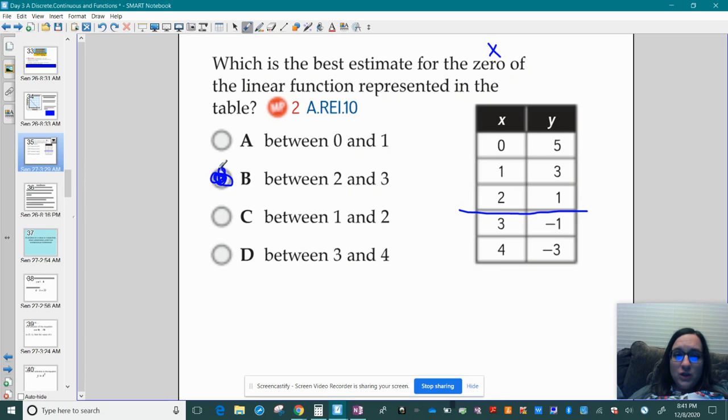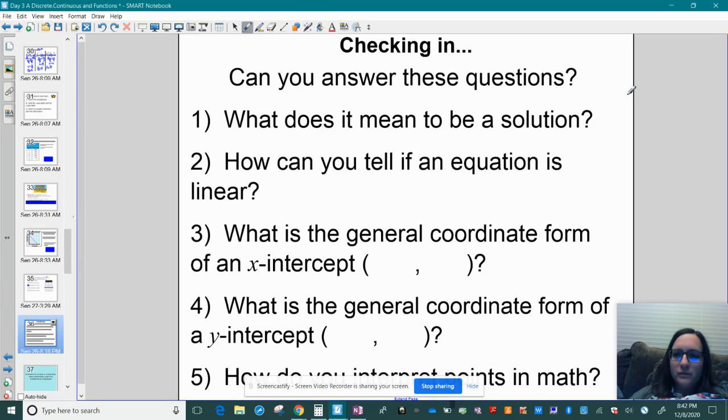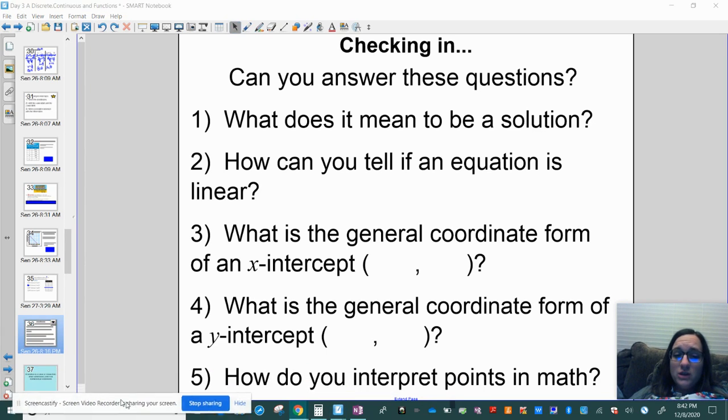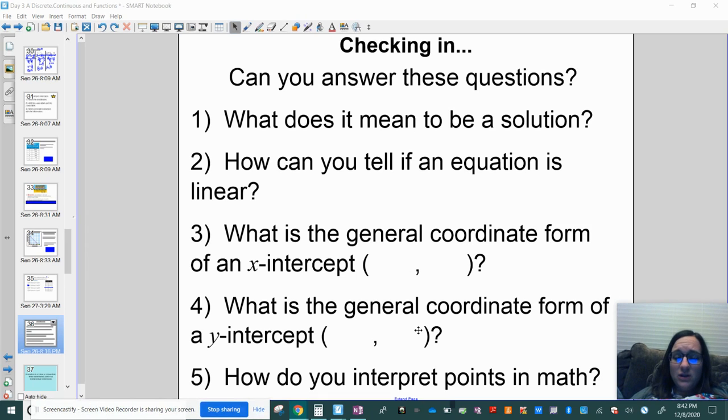Let me know if you have any questions. I'm going to pause and check in here. So look through those questions, and I hope you know all the answers to those. If not, we're going to pause here and finish up these notes in class, next class, so tomorrow. So you've taken enough notes for today. Hang on to these and bring them next class.